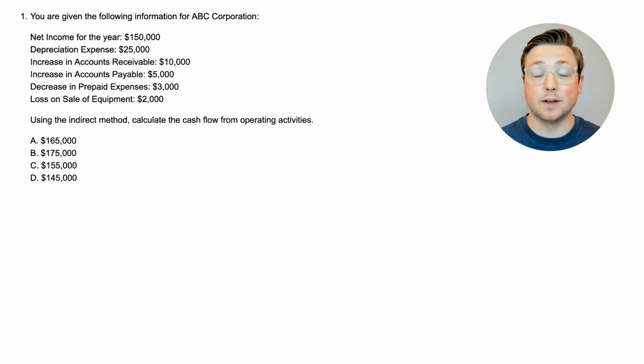So again, there are 3 different cash flow activities: operating, financing, and investing. And probably the most confusing one is using the indirect method to calculate operating cash flow. So let's dive straight into this question to start learning what the indirect method even is and how it works.